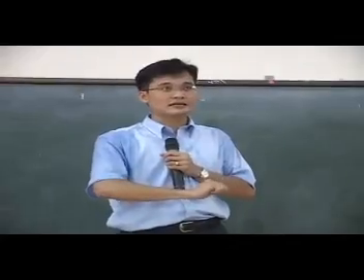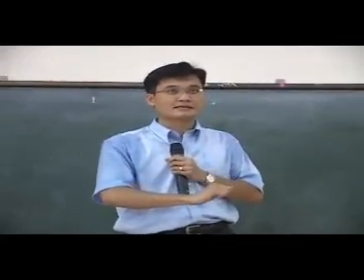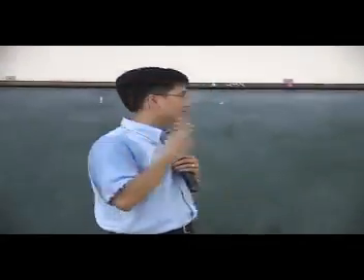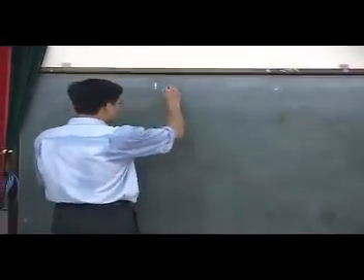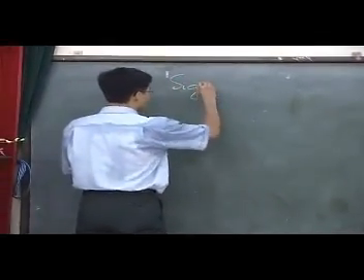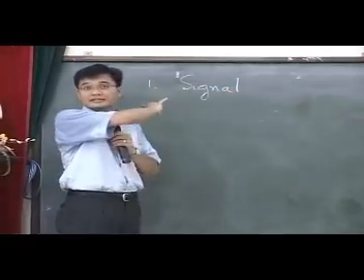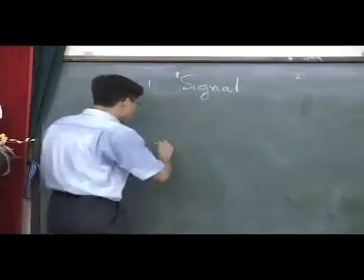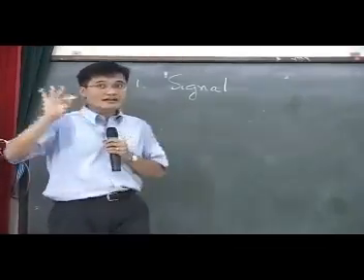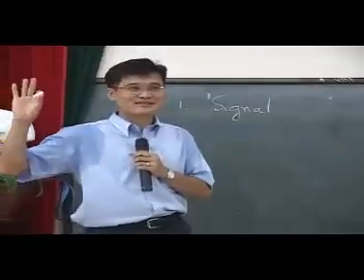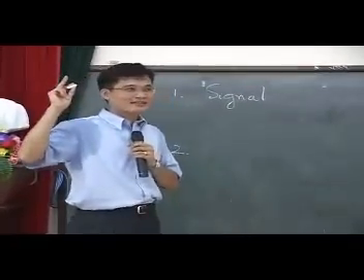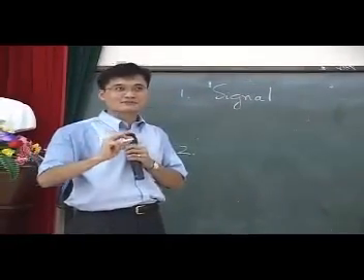Okay, so let me start. In DSP, digital signal processing, it has only two characters. The first one is signal. Okay. Can you see that in the back? Second character, you only need to know two things in DSP. First is signal, and the second is systems.